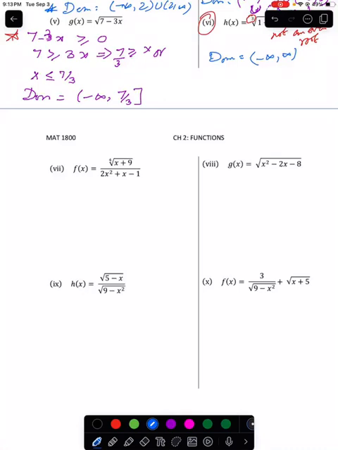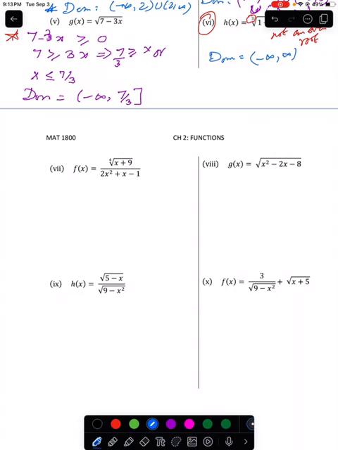Continuing with section 2.1c, we now look at some examples which are a little bit complicated because they are a combination of the functions that we learned how to find domain. So in this case, for example, number 7, we have a radical function on the top, which is an even root because it says fourth root. And then at the bottom we have a polynomial.